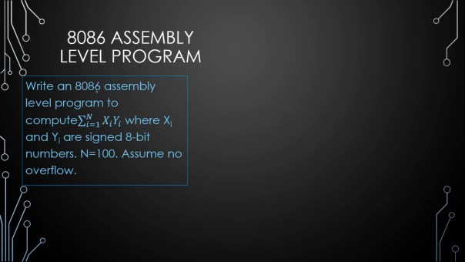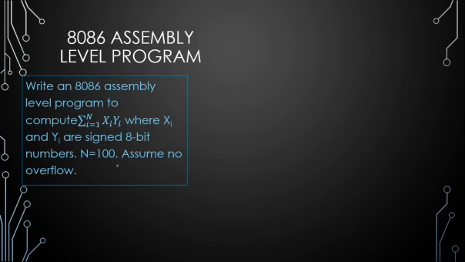We are going to write an 8086 assembly level program to compute the sum of xi into yi for 100 numbers, where xi and yi are 8-bit numbers, and this will be continued for 100 times. And assume that after summing up these products there is no overflow, that is, the register does not overflow.